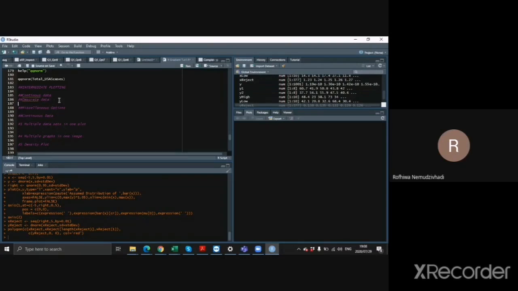That's where we talk about different types of plots. Then we're actually going to go through them one by one. So here we have multiple data sets in one plot.